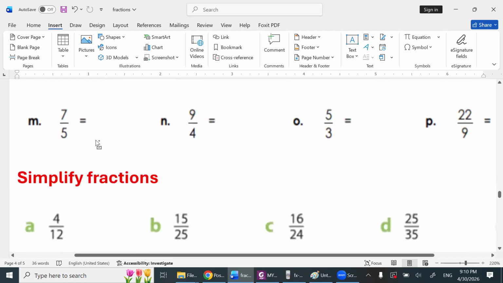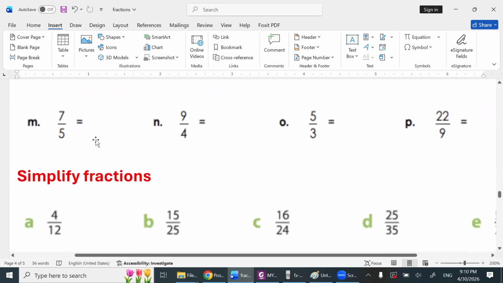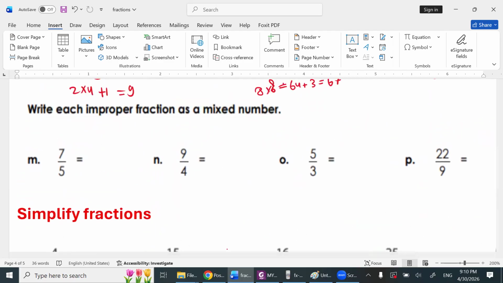You can convert 7 over 5 from an improper fraction into a mixed number. Ask yourself, how many 5s in 7? In 7, you will find that we have one 5 and the remainder is 2. Keep the denominator, don't change the denominator. Write the remainder as a numerator.